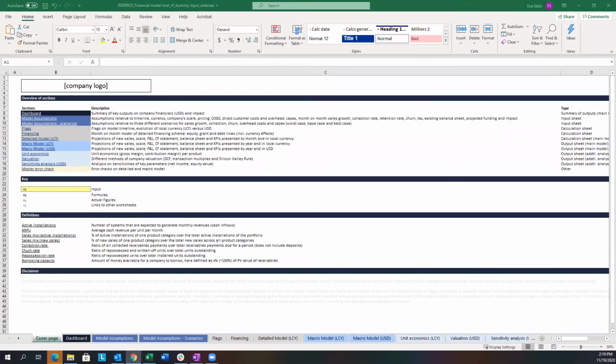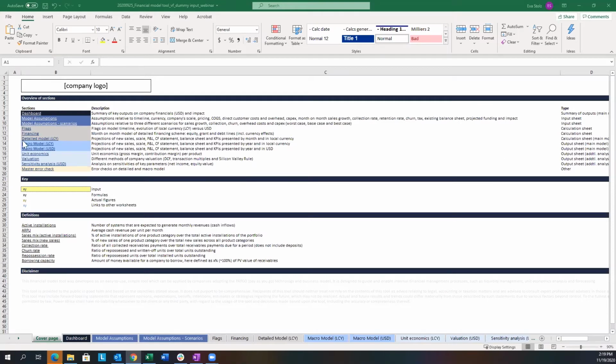Over the next 30 minutes, I'd briefly like to show you the structure of the tool by sharing my screen, and then I will take you through the key steps that you need to follow for entering the data specific to your business. So it starts with the cover page. Here you have an overview of the sections.